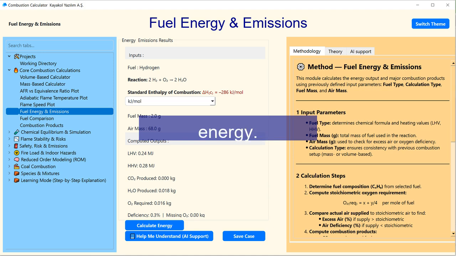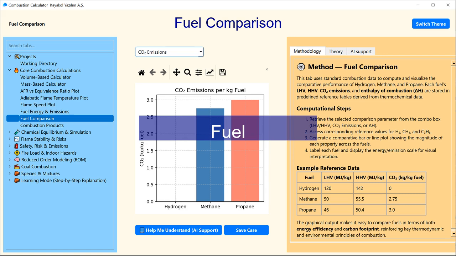In this case, both LHV and HHV are equal at 0.28 megajoule per kilogram since hydrogen doesn't contain any water content initially. Fuel Comparison tab. This tab uses standard combustion data to compute and visualize the comparative performance of hydrogen, methane, and propane.